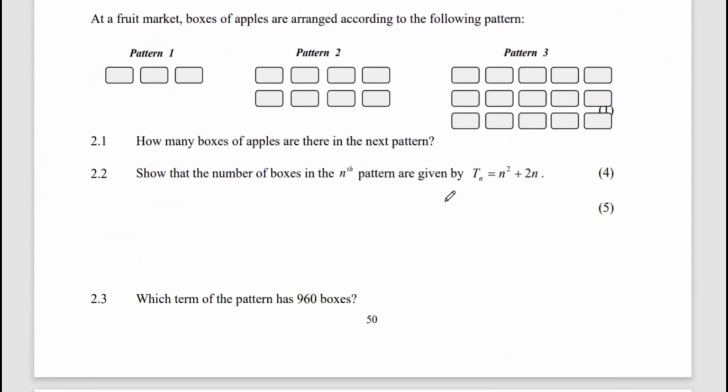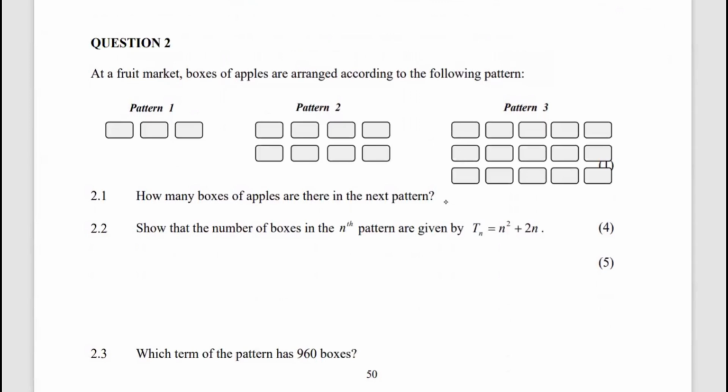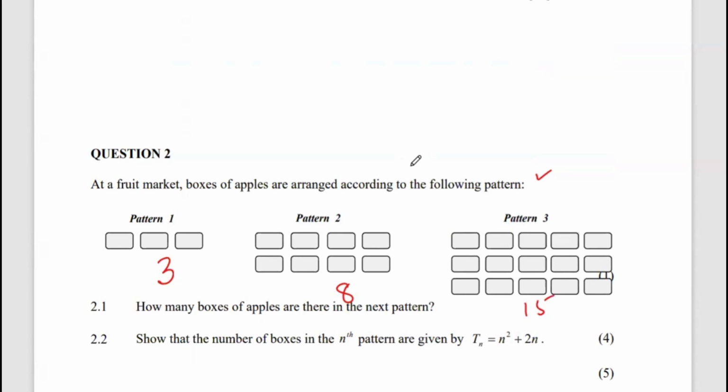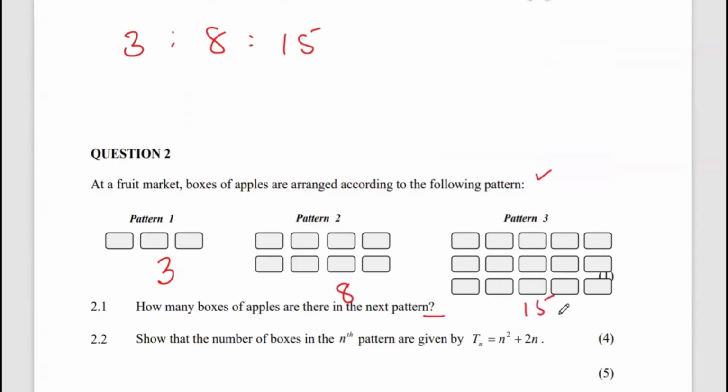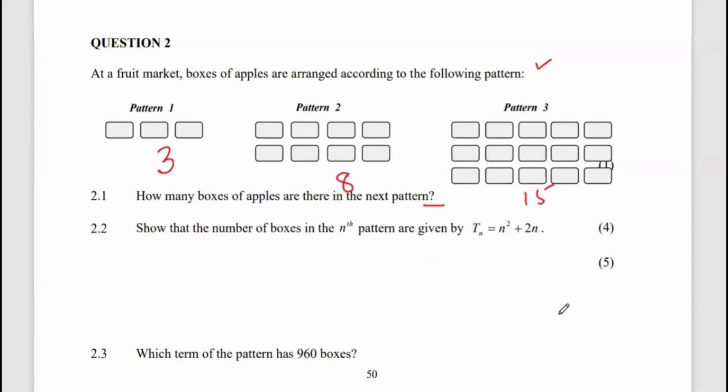All right, question 2. At a fruit market, boxes of apples were arranged according to the following pattern. Pattern number 1 is having 3 boxes. Pattern number 2 is going to be 2, 4, 6, that's going to be 8. And in this case, we have 1, 2, 3, 4, 5, and then 3, which is 15. So what we see is that we have a pattern of 3, a pattern of 8, and then 15. How many apples are there in the next pattern?